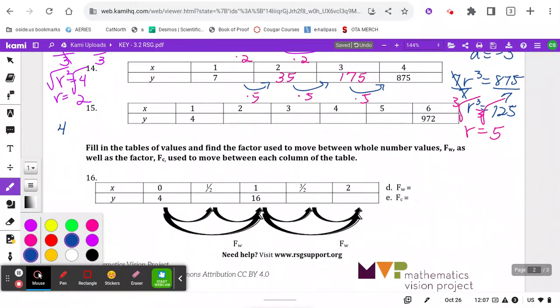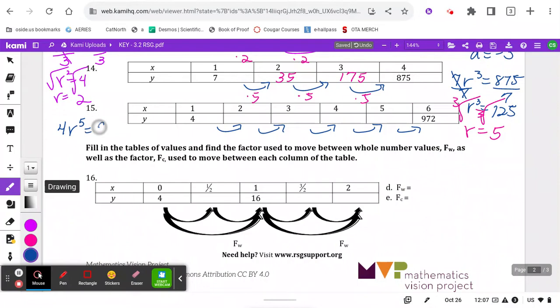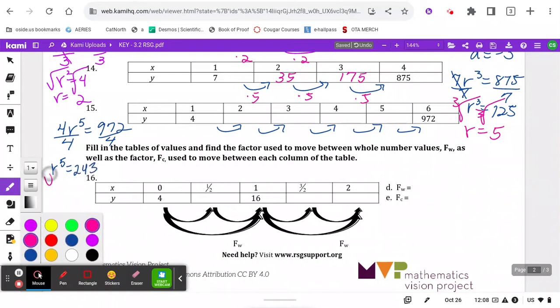This one begins with 4, with 1, 2, 3, 4, 5, r to the 5th power factors, equals 972. We divide by 4. We get that r to the 5th equals 243, and we have to take the fifth root of both sides. So 243, 5, second, anything root, 243, enter, is 3. So my multiplier is a 3 this time.